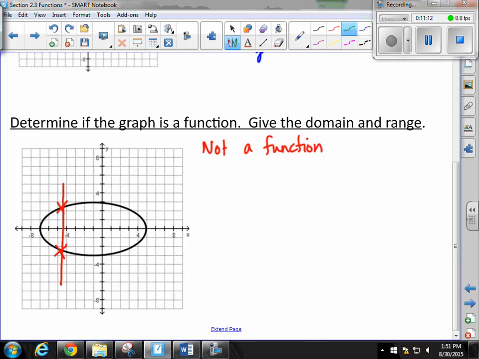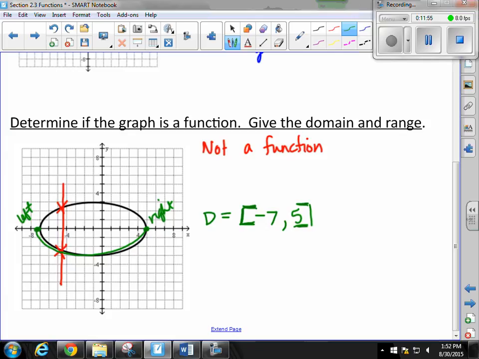Domain. Domain goes from left to right. So the leftmost point I have is a point at -7. Oops, I don't want my set braces. This is a continuous line, so I want to use a square bracket. I have a point at -7 with a value of x equals -7. And it continues all the way around over here to the rightmost point, which looks to me like it's at 5. And again, there is a point there, so we're going to use our square brackets for including those endpoints.